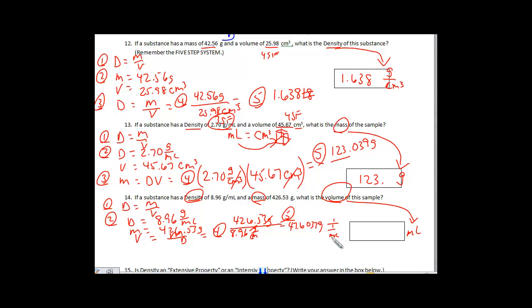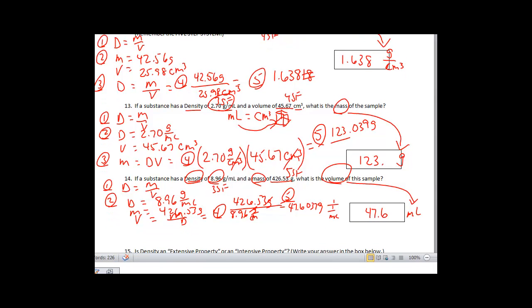This calculates out to 47.60379. Well, let's see. We've got 5 significant figures here, and we've got 3 significant figures here, so our answer has to be 3. The 4, the 7, the 6 are going to stay. Since that's a 0, we're not going to round the 6 up, and we're certainly not going to drop it down, so we have 47.6 milliliters. Okay, that's the correct answer, 3 significant figures.